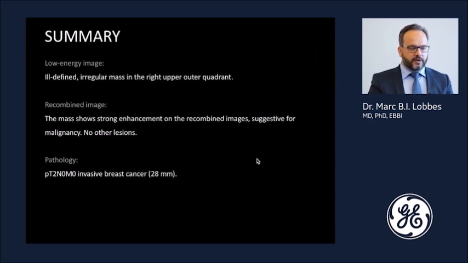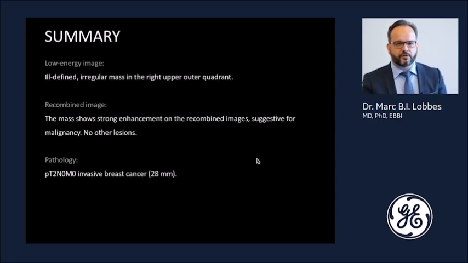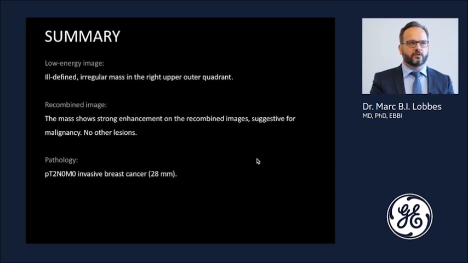And again, on the low energy, you already saw an ill-defined, very irregular mass in the right breast, in the upper outer quadrant. Sometimes it's a little bit difficult to delineate the true extent, especially if you have spiculated margins or architectural distortions surrounding it. And it showed very strong enhancement on the recombined images. So when it's a very avid enhancement on the recombined images, it becomes more and more suspicious for malignancy.